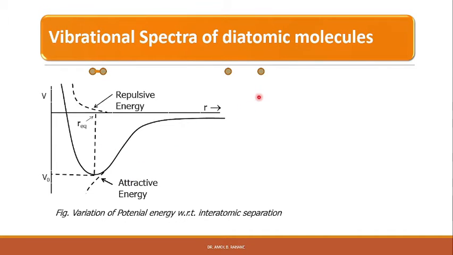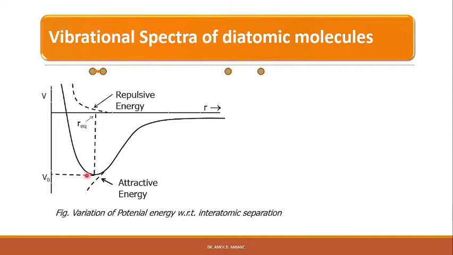When the two atoms are at infinitely long separation between them, then the potential energy is approximately equal to 0. When the two atoms start approaching each other, then the potential energy starts decreasing. In that case, the attraction between the two atoms is dominant over the repulsion term. The potential energy starts decreasing, and at a point we get a minimum in the potential energy. We call it V0. At this point, the separation between the two atoms we call the equilibrium separation.